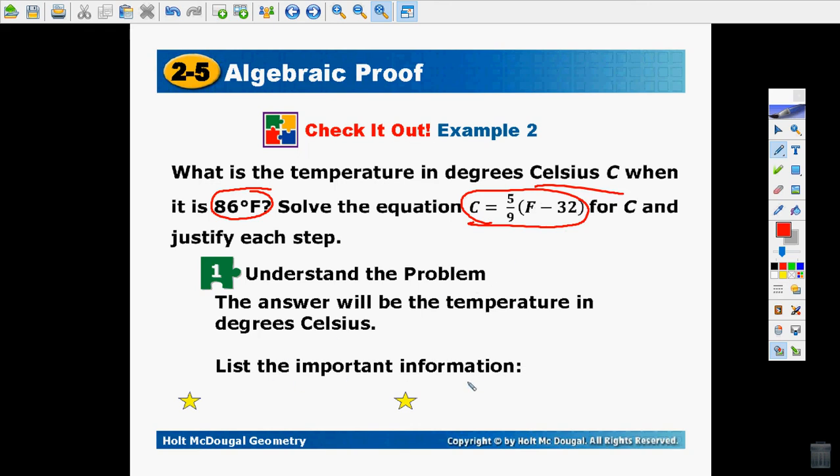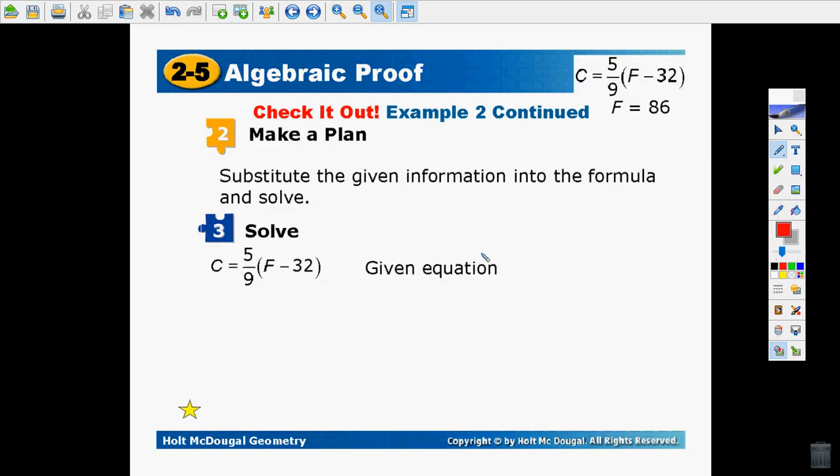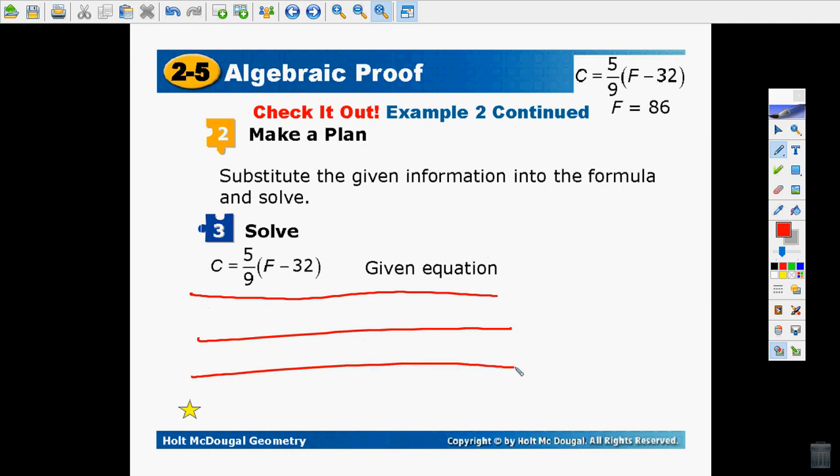So start by listing the important information. Again, I've circled the important information: the equation, and what we know Fahrenheit is. And solve this almost exactly like I did in the previous problem. Okay, so start with the given equation and fill in the rest of the proof.